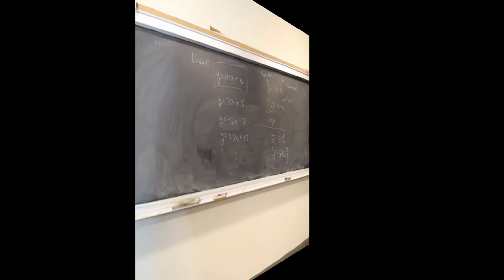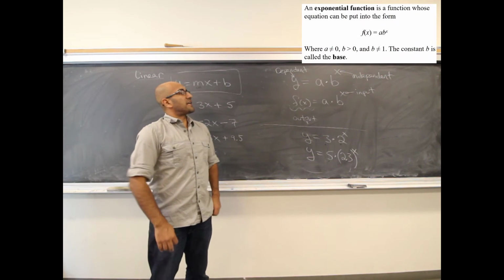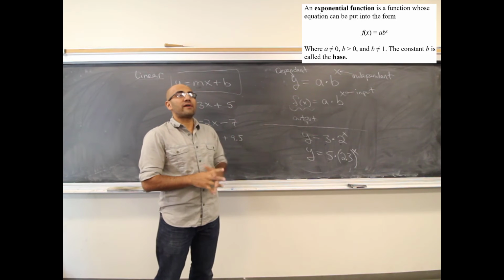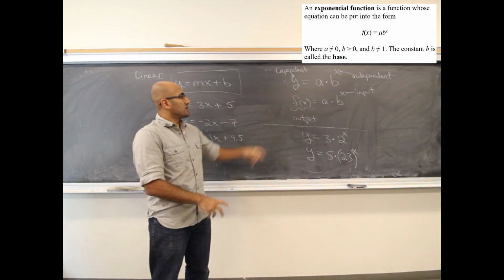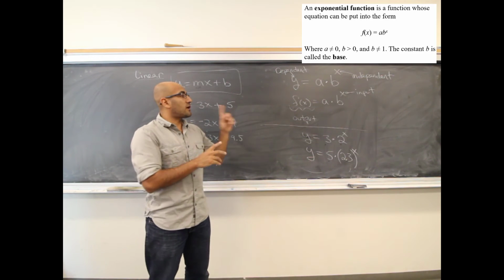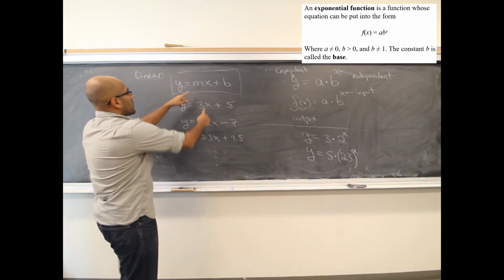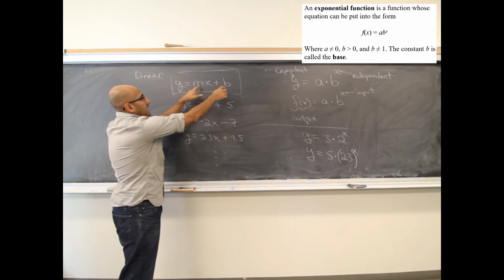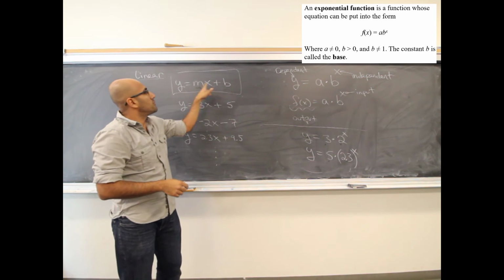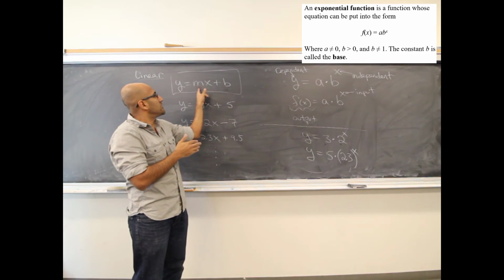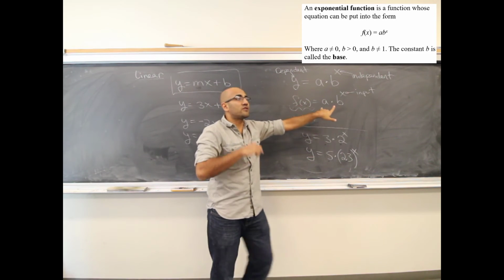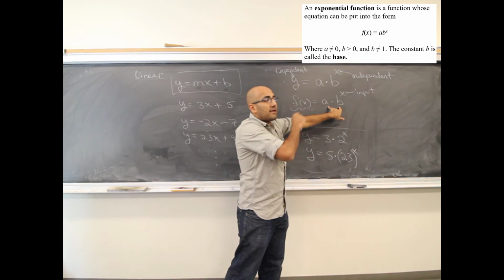Okay, so the definition: an exponential function is a function whose equation can be put into the form f of x equals a b to the x power, right? So something like this, here's a function. However, we do have some restrictions on the a and the b. When we were working with linear equations, we really didn't have any restrictions on the m and the b. They could be anything, zeros, negatives, decimals, big numbers, small numbers. There were really no restrictions on the m and the b. However, we will have some restrictions on the kind of choices we can make for a and b.